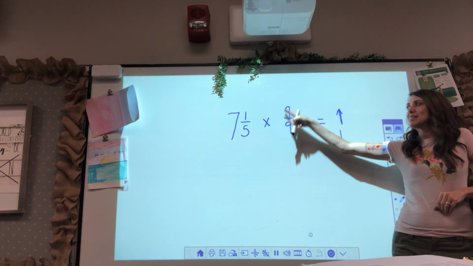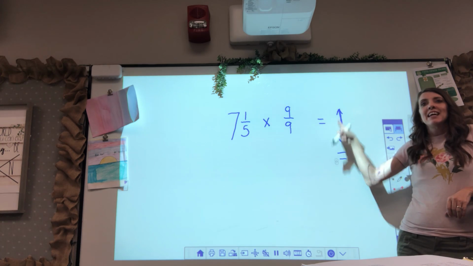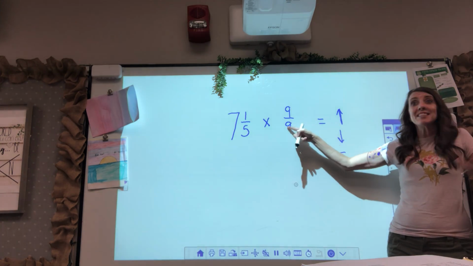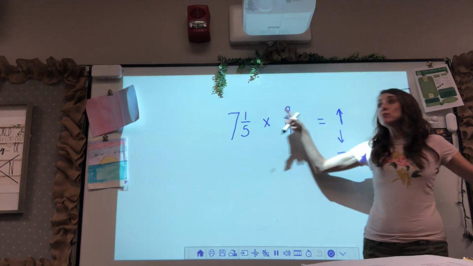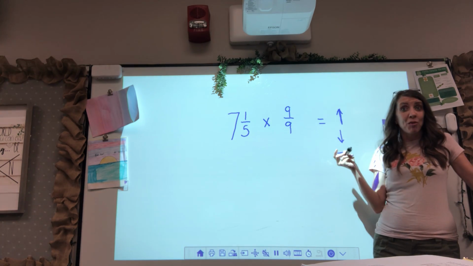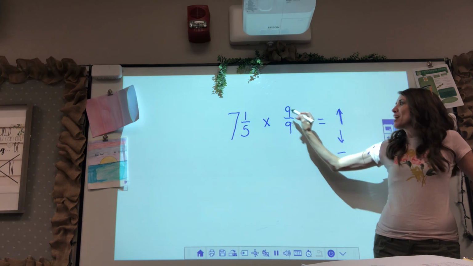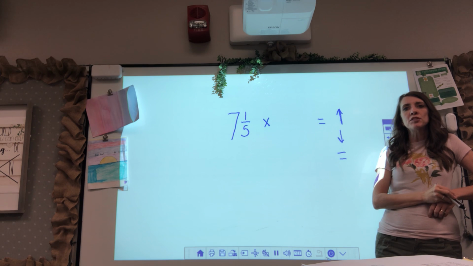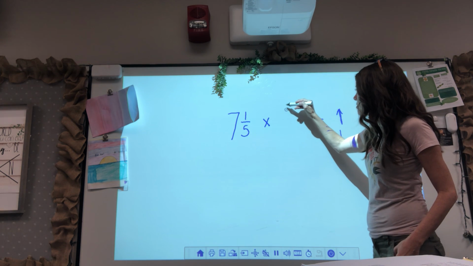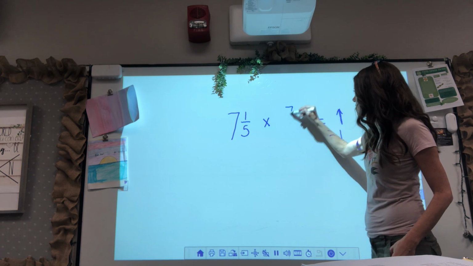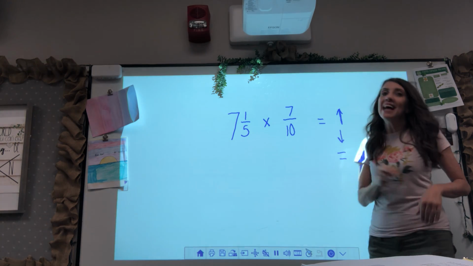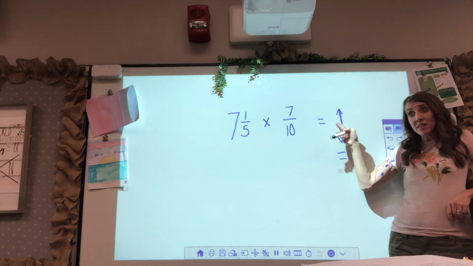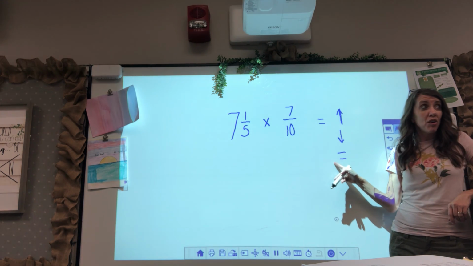7 1/5 times 9/9 is going to be equal. Why? Because 9/9 is equal to 1. Anything times 1, the answer will be equal. Yes? Here we go. What about 7 1/5 times 7/10? Is your answer going to be more than 7 1/5, less, or equal?